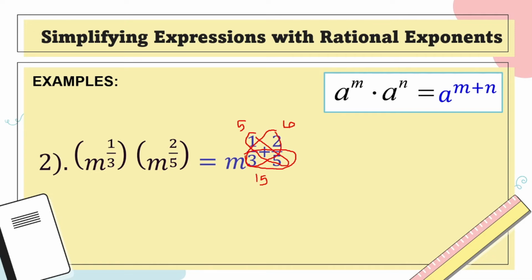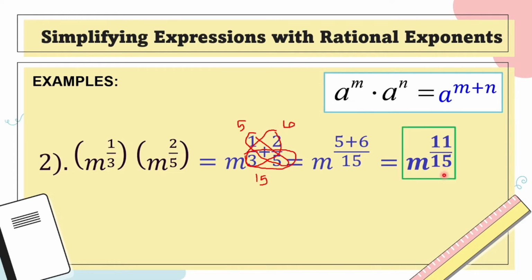Let's proceed to the next. So it becomes 5 plus 6 over 15. Then we add this, 5 plus 6, that is 11 over, copy the denominator, 15. So the final answer is m raised to 11 over 15. So, this is the final answer.